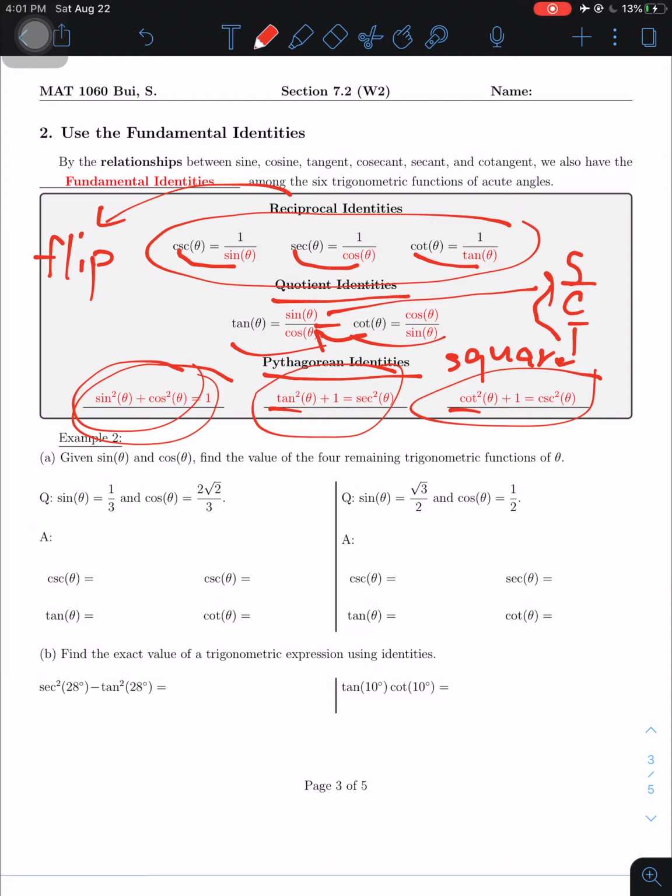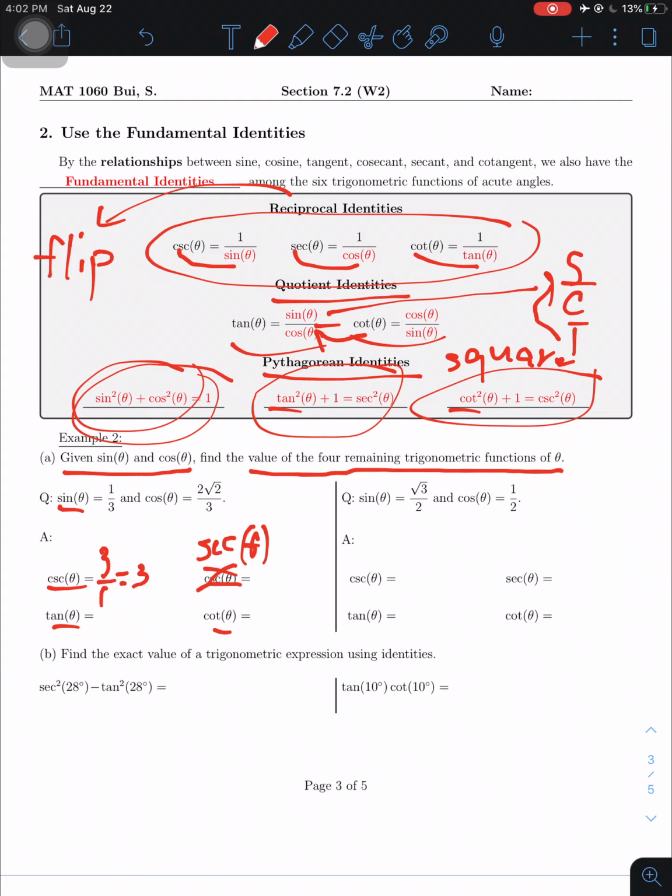Okay. All right, so now we have sine and cosine given. We have to find the remaining four trigonometric functions, meaning cosecant, tangent, secant, and cotangent. There's a typo on this one. It's supposed to be secant of theta. Okay, so I told you about the flip, the reciprocal of each other, already. So if I know sine, automatically I will know cosecant. So sine is 1/3. Cosecant would be 3/1, which is 3.